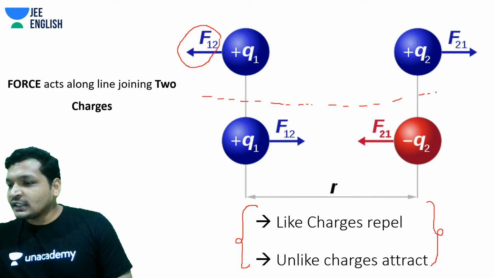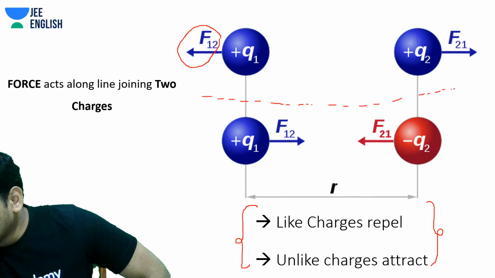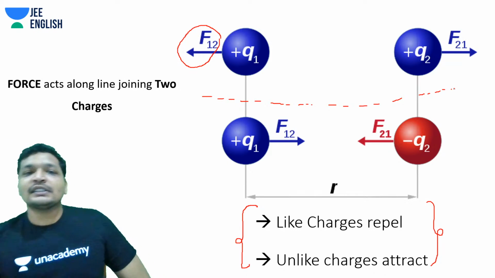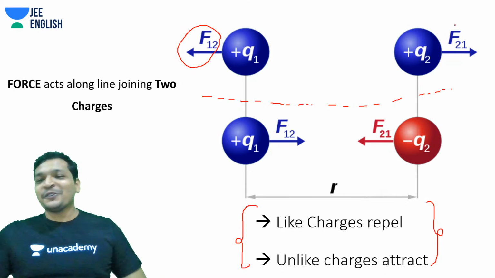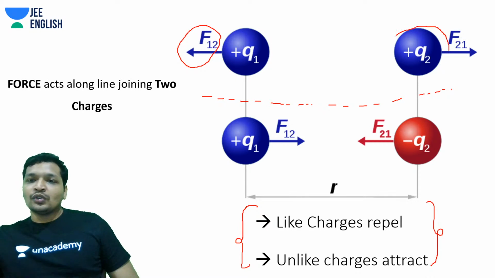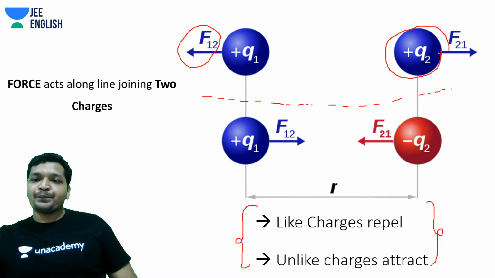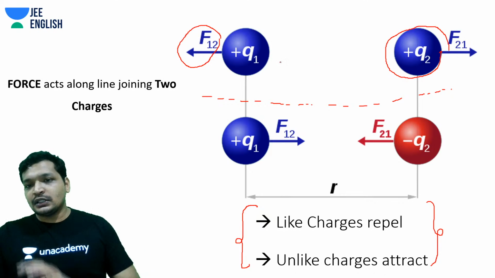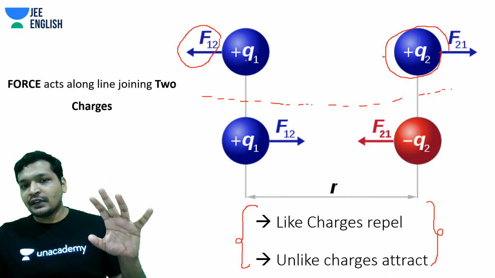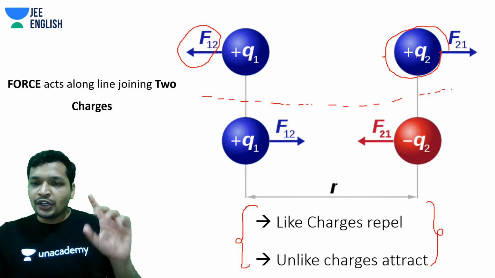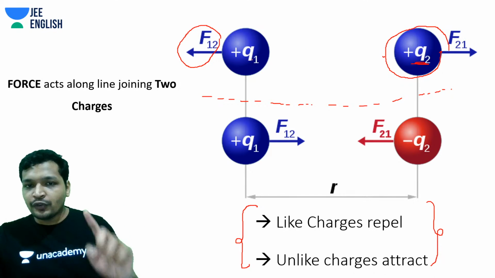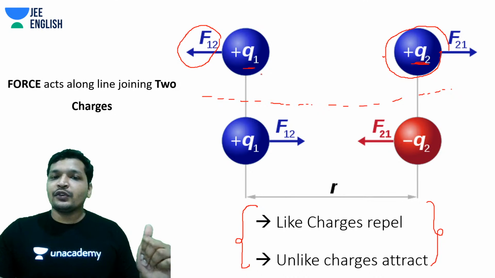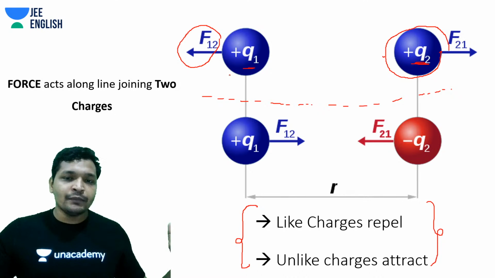Why do like charges repel? That is a question by one of the students, I guess. Like charges repel because they have repulsive forces. Observe this charge applying a force. This positive charge Q2 is applying a force on Q1, which is going to be in the direction of F12, a repulsive force away from Q2.